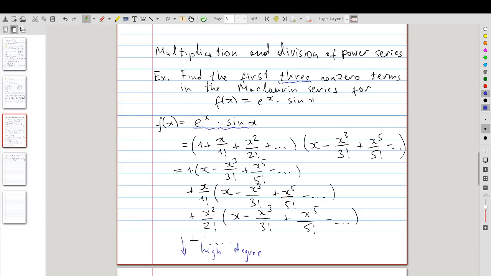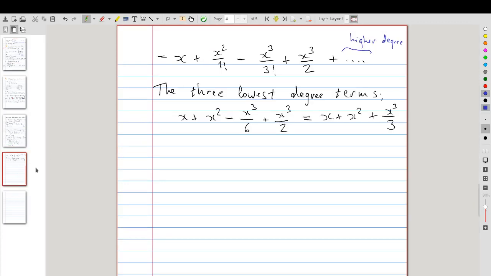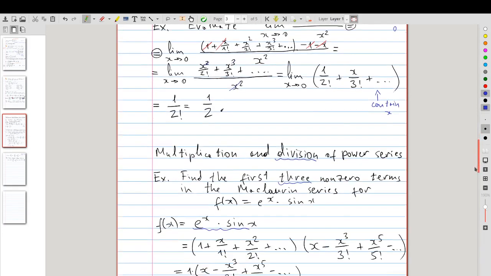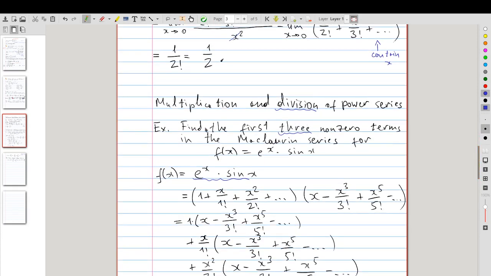I mentioned division of power series here, but so far we have only seen multiplication. So now let us go ahead and deliver the promise of this title and see what division of power series would look like.